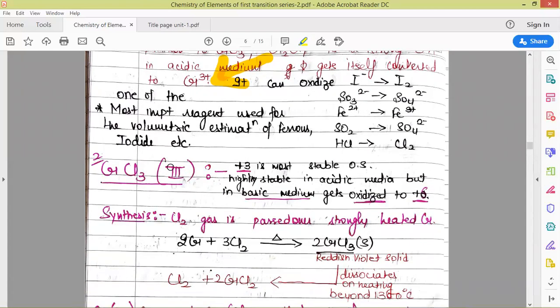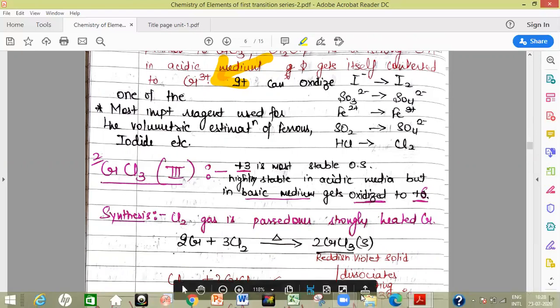Next are the binary compounds of chromium in +3 oxidation state. As we have already discussed, +3 is the most stable oxidation state of chromium.